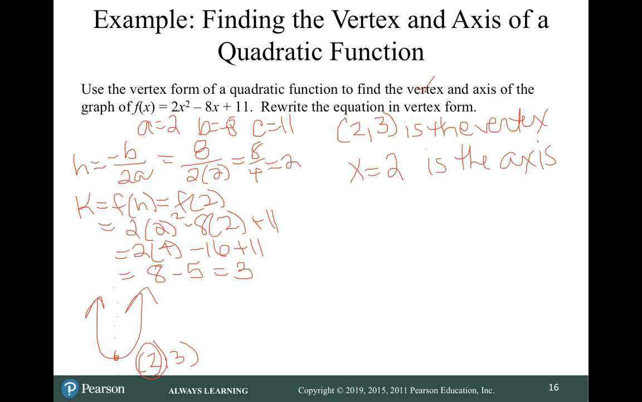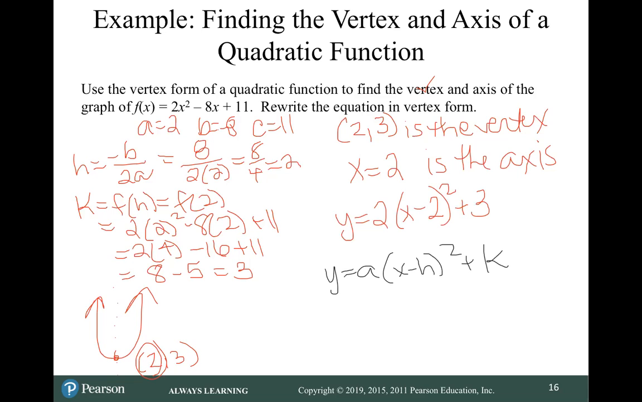And then also rewrite the equation in vertex form. So this one needs a little bit of work. y equals a times x minus h squared plus k. I'm going to write the answer above it. y equals a, 2, x minus h, 2, squared plus k, 3.